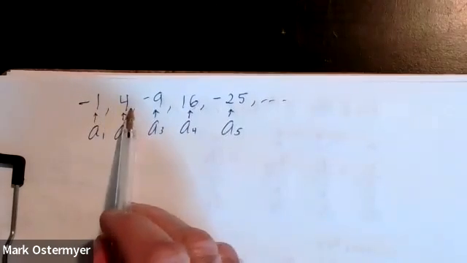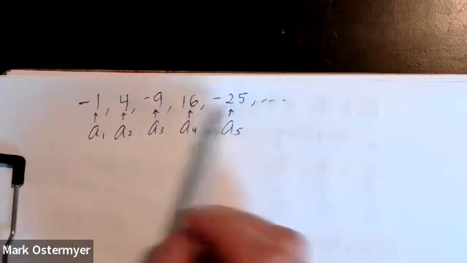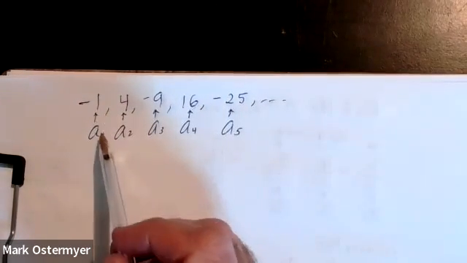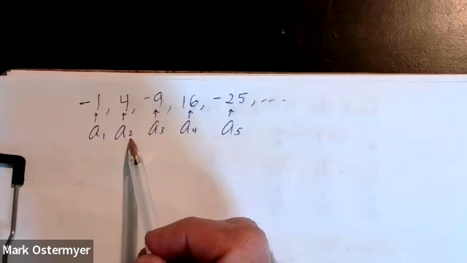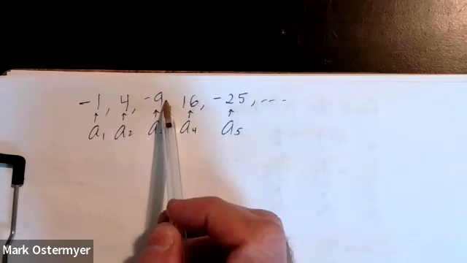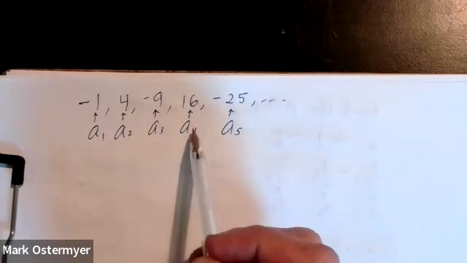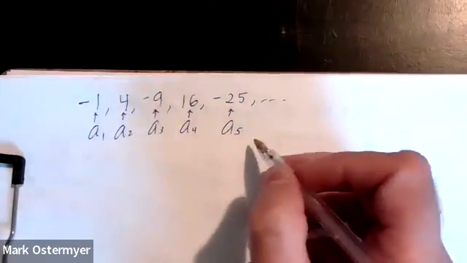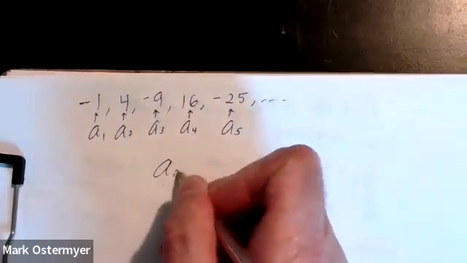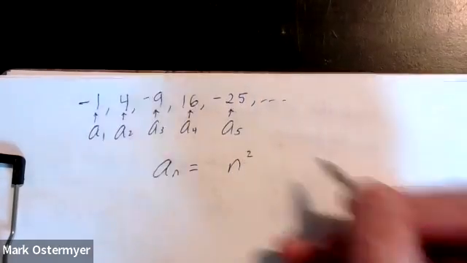Notice that each of these terms are perfect squares, all right? And in fact, to generate 1, we would square the index 1. To generate 4, we would square the index of the term 2. To get 9, we square 3. 16 comes from 4 squared. 25 comes from 5 squared. So to account for that, our nth term rule is going to have n squared.